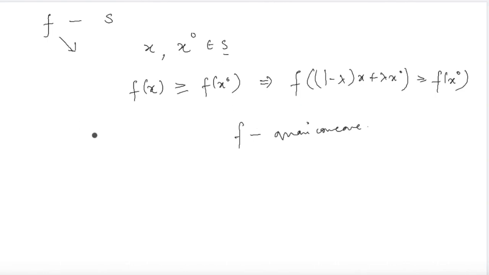So this is a second way of checking whether a given function is a quasi-concave function or not. So if you have two input points x and x naught such that this is satisfied, you know that the value at x is greater than or equal to the value at x naught.